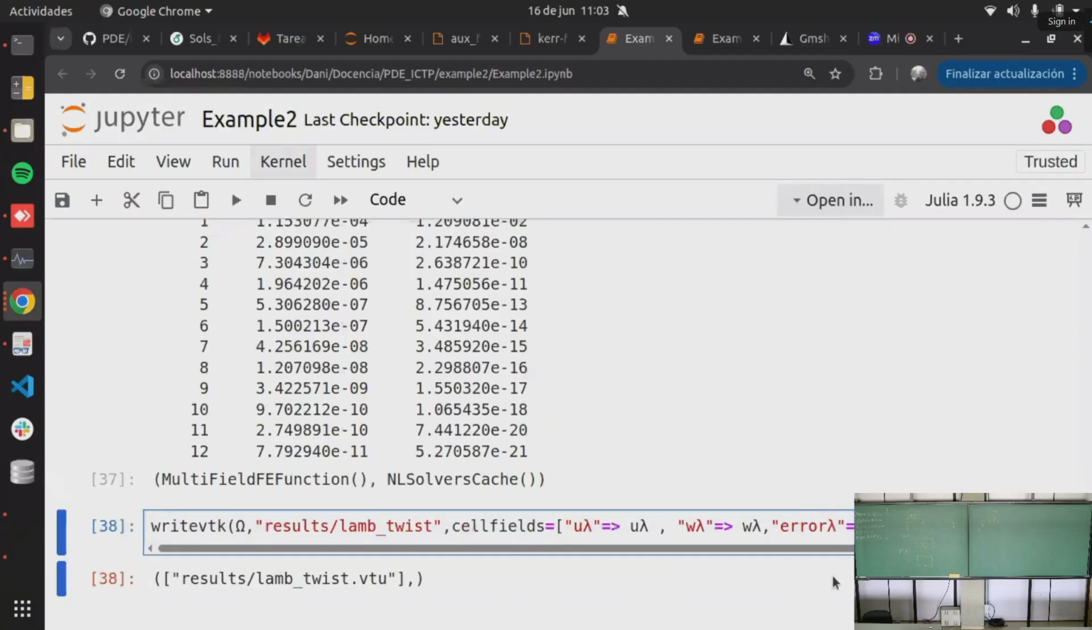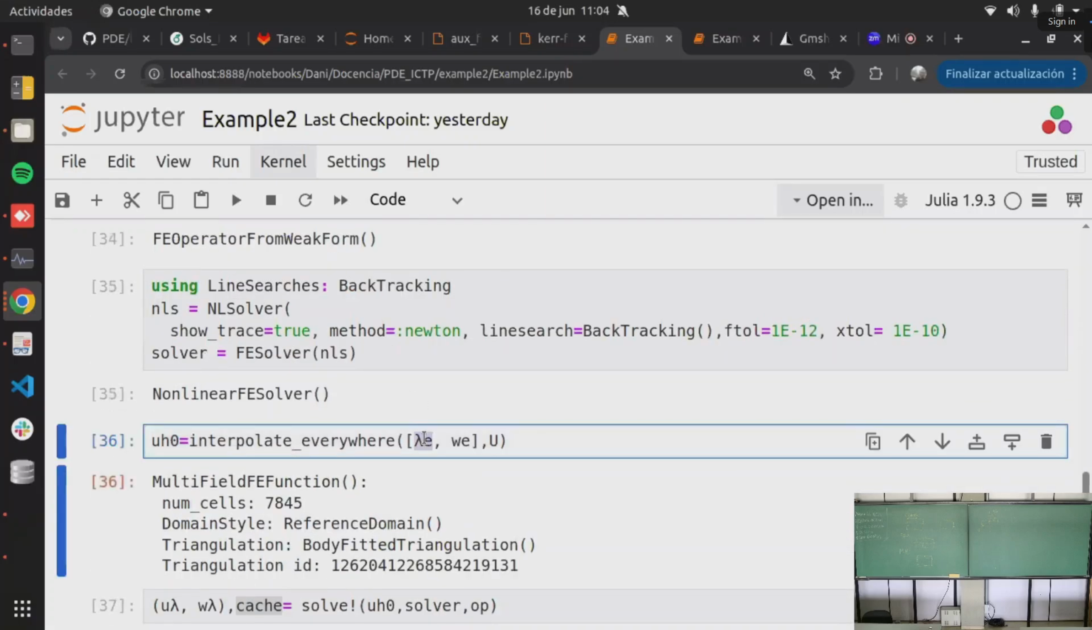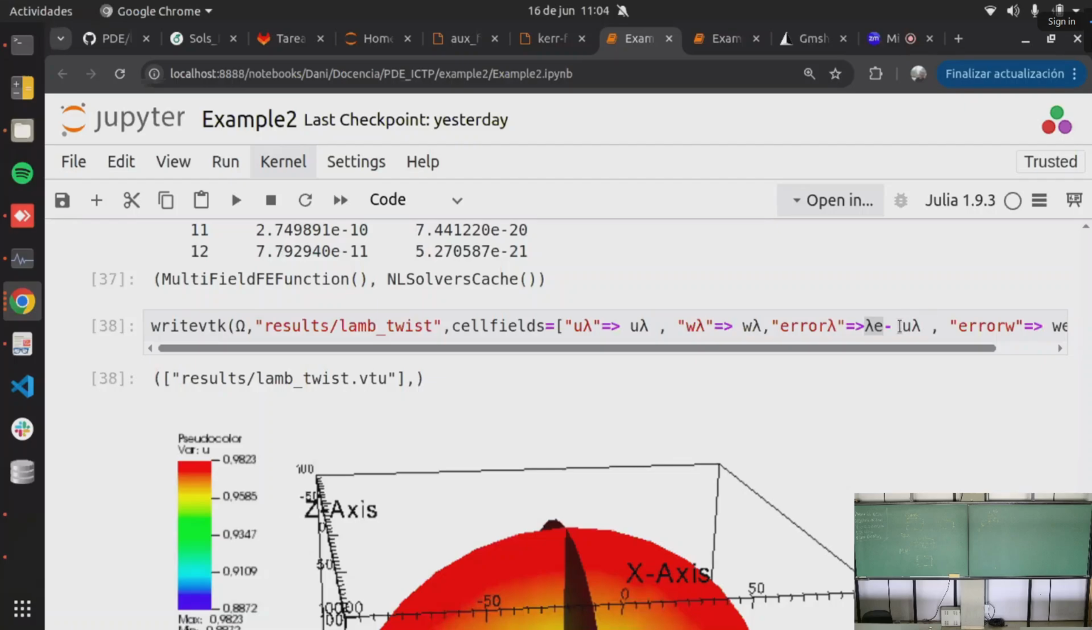We can also compute here the relative error and maybe the gradient. We can compute a lot of things here in the cell field equations that I am writing in the VTK. Remember that this one is a field in the mesh. It's an important thing. And this is all about example 2.